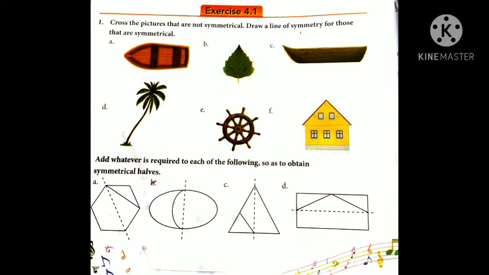Second one is a leaf. Then is it a vertical or horizontal line of symmetry we can draw? Yes, that is top to bottom we can divide. Therefore we can draw a vertical line of symmetry. Then A and B are symmetrical pictures.